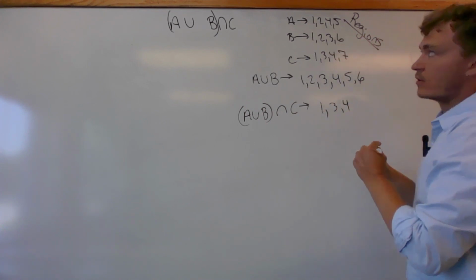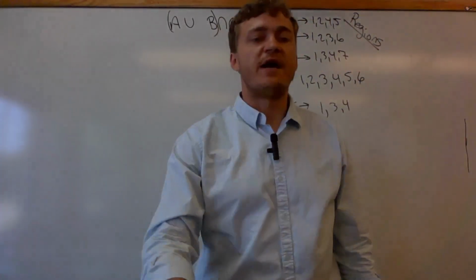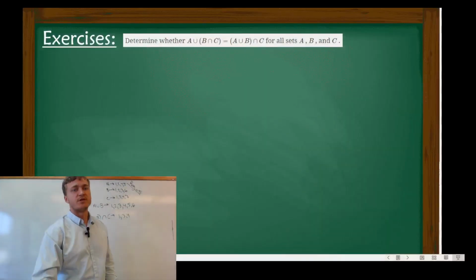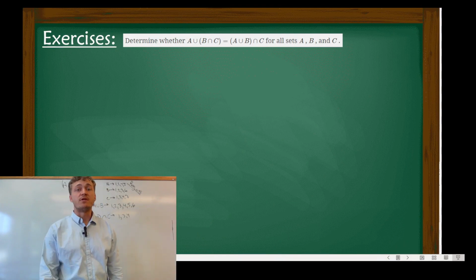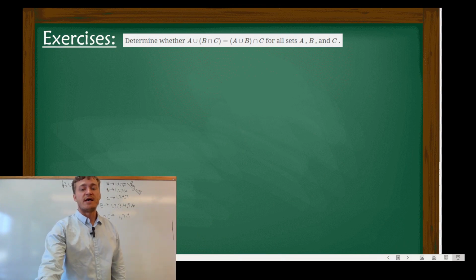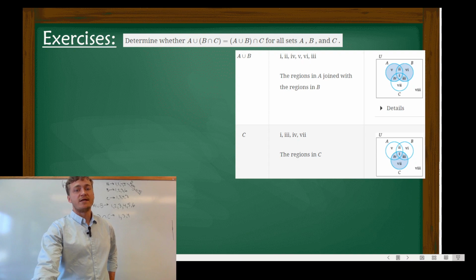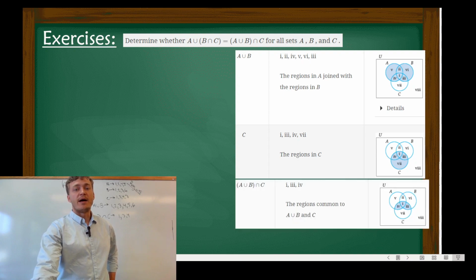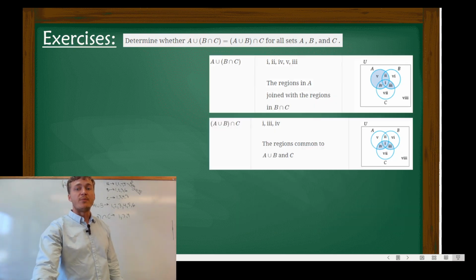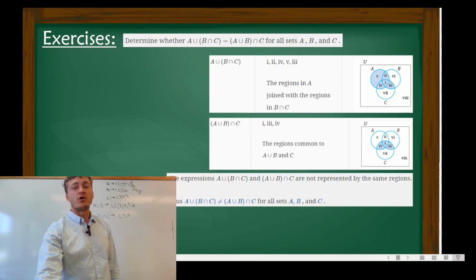And that's it, right? Note here that we do not get the same 5 regions as we did in our previous expression. We're trying to determine whether these two expressions are the same. The left side expression is represented by our 5 regions, 1, 2, 3, 4, and 5. But our right side expression is represented only by the 3 regions, 1, 3, and 4. Because the two Venn diagrams are not the same, we can say that the expressions are not equivalent or not equal.